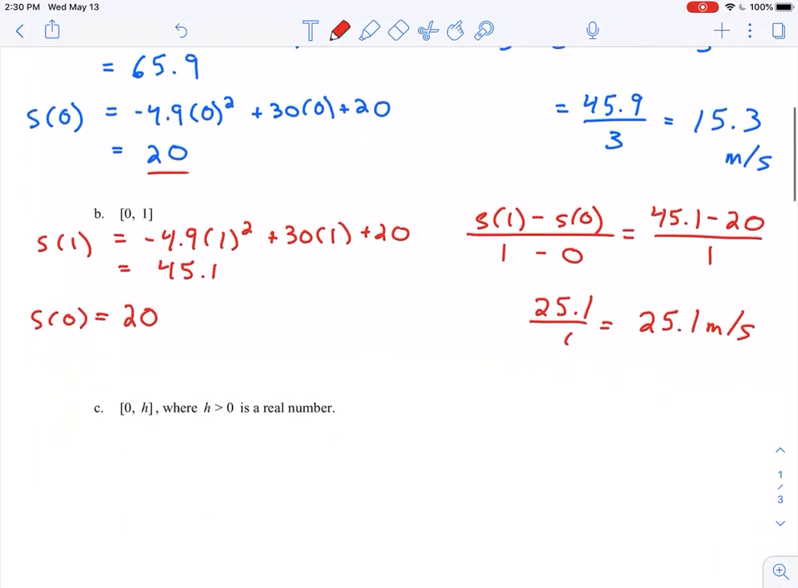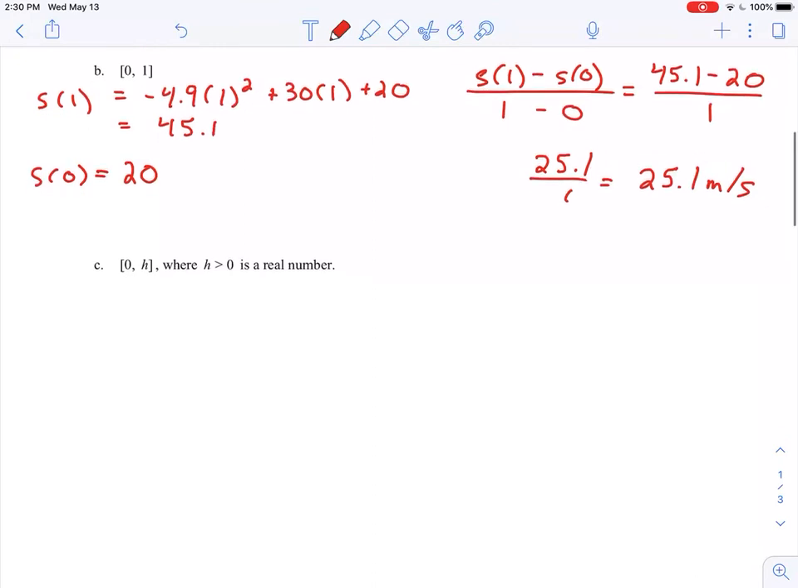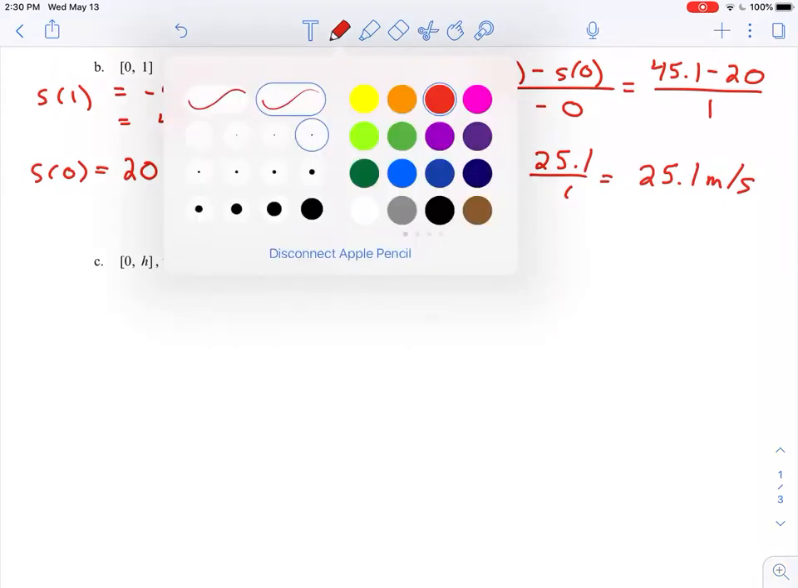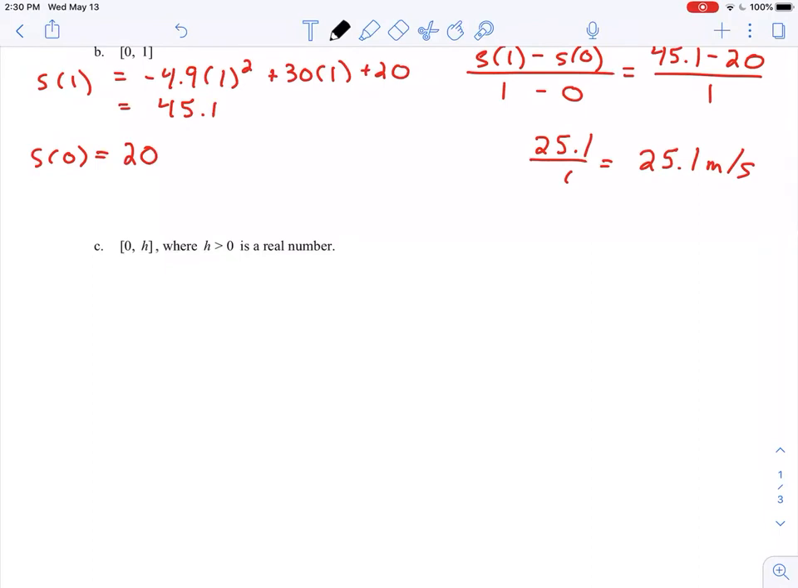So what I'd like to do, in this next section, is show you how we can generalize it. So now I'm going to say from 0 to h, where h is just some real number. If I wanted to go from 0 to 0.5, I would just take 0.5 and plug that in for h. Again, I know I want to use that average velocity formula, so I would like to use s of h minus s of 0 all over h minus 0. But maybe you say, boy, I don't know what s of h is, so let's go and find that.